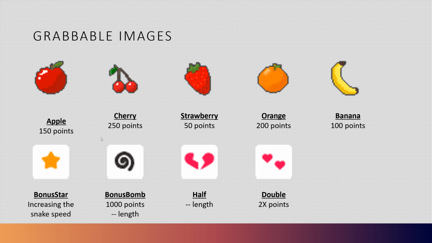And then for the bonuses, BonusStar would temporarily increase the snake's speed. BonusBomb would give it points and cut its length back to its starting length, which would be 4 in my game. Half would be just cutting the snake's length in half. I'm not really creative with all of these. And then I would have Double, which would double the current amount of points. If you have 4,000, you would eat it, you would get 8,000.